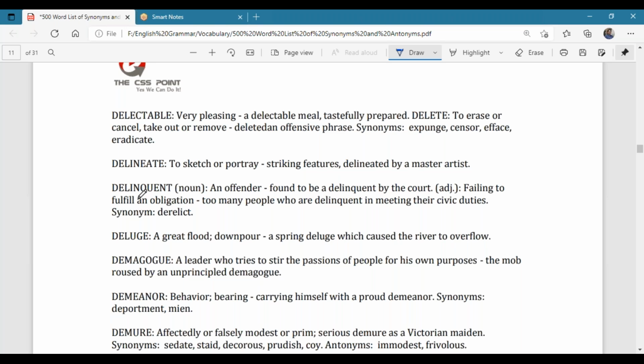Delinquent. This is a useful word. Delinquent in the sense lawless, a kind of a criminal. Delinquent is used as a noun. Delinquent person in the sense an offender, a wrongdoer, criminal, culprit. Okay, an offender, particularly a young person. Whereas opposite to that is well behaved.